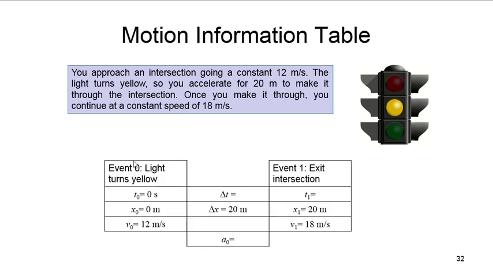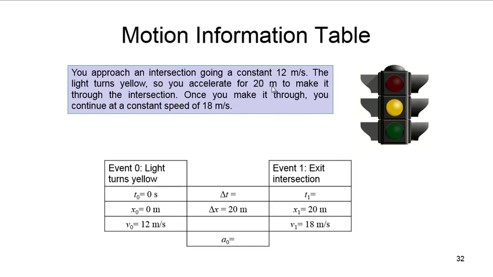Okay, so the events that I identified: I'm calling event 0 when the light turns yellow, because that's when something happens. And then something happens when we exit the intersection. These are the two endpoints that I care about. I put my origin at the start of the intersection. In this case, you're the one doing it. You are at the position x equals 0 when the light turns yellow, and you make it through.